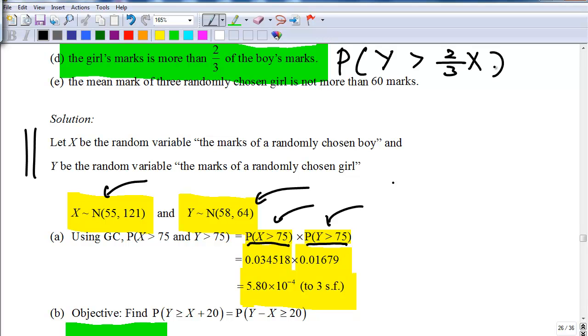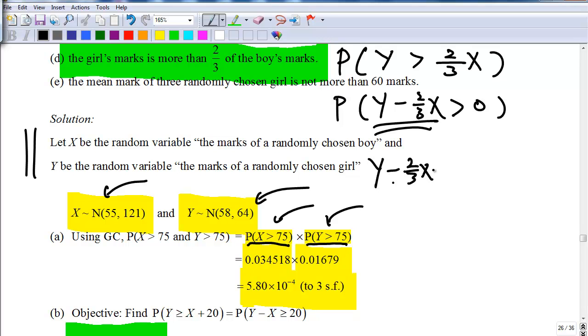Alright, now again, we don't want to have variables on both sides. We will keep the constants on one side and the variables on the other side. Okay, and then that means I need to find the distribution for Y minus 2/3 X. And this is actually a normal distribution. What does this mean? You look for your Y. Y has mean 58 minus 2/3 of the mean of X, which is 55.